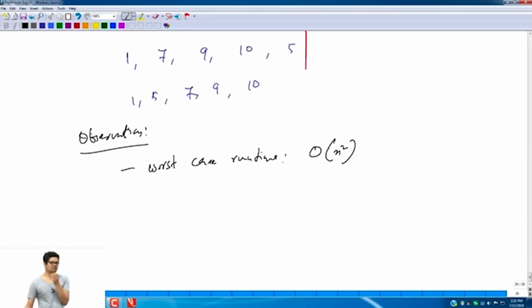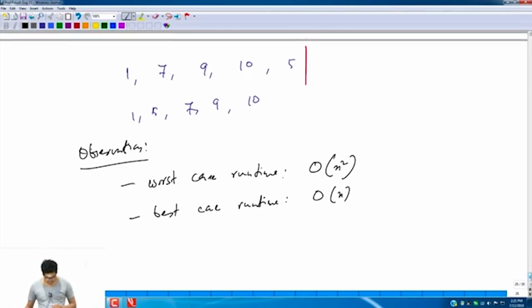Can someone tell me what is the best case running time? Yeah, best case running time is n. If the input list is already sorted, then whenever we move the window, there is only one comparison per iteration. So best case running time is n. Yeah, we are going to need this.